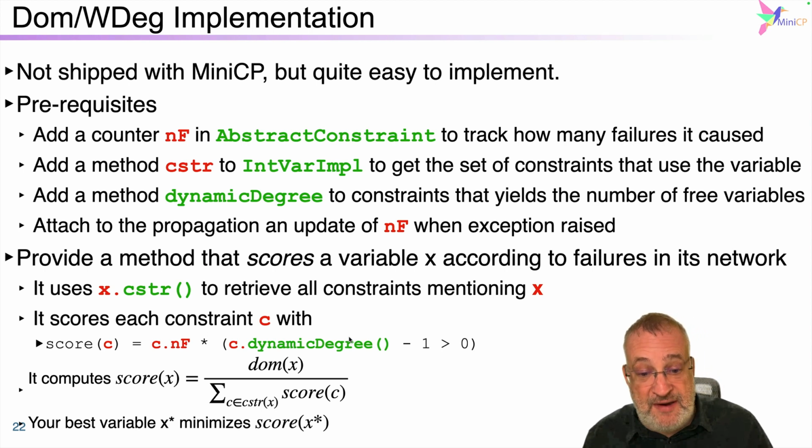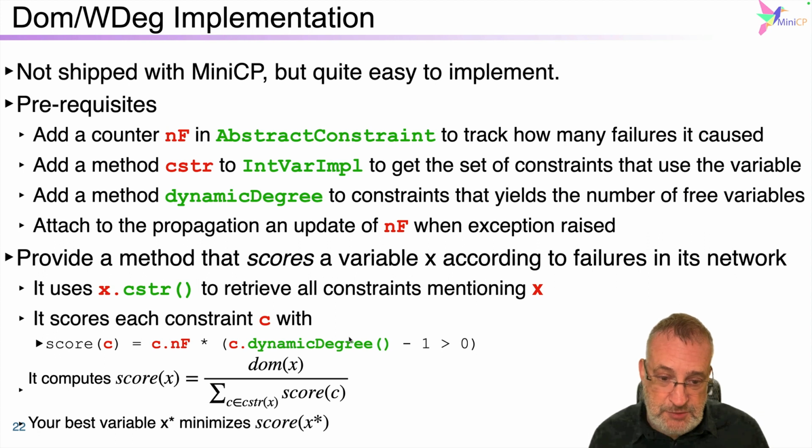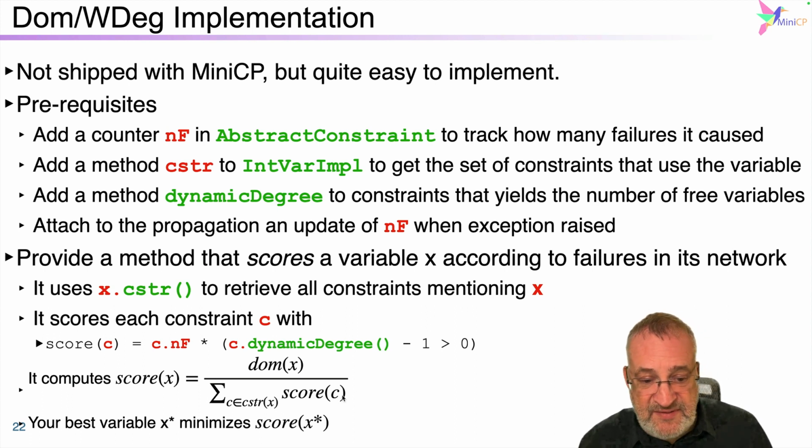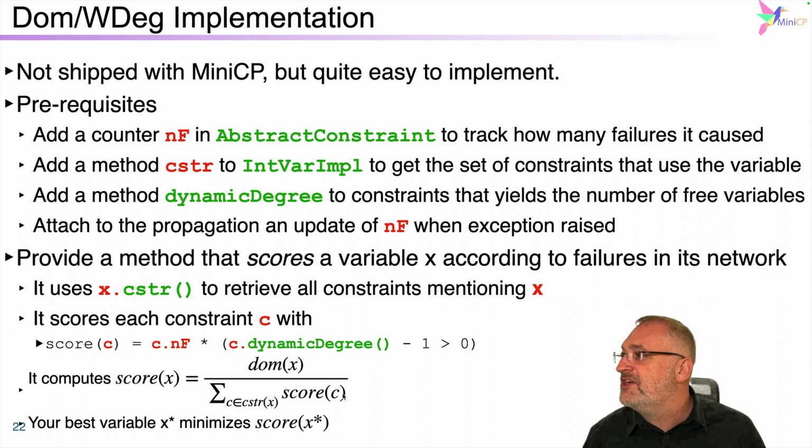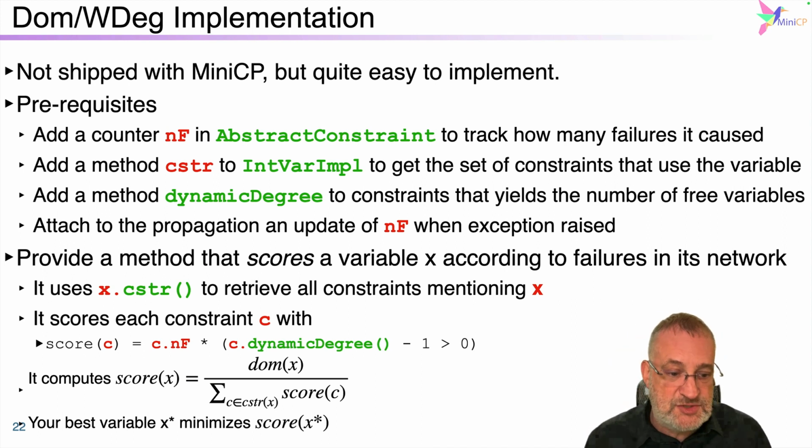Now, the score of the variable is a fraction, once again. It's basically the one we see here. It's the domain of the variable. So a smaller domain is something that's preferable, right? Divided by the sum of the scores of the constraints. Your best variable is one that's going to actually minimize this score, right? So the best variable x star is the one that makes this as small as possible.